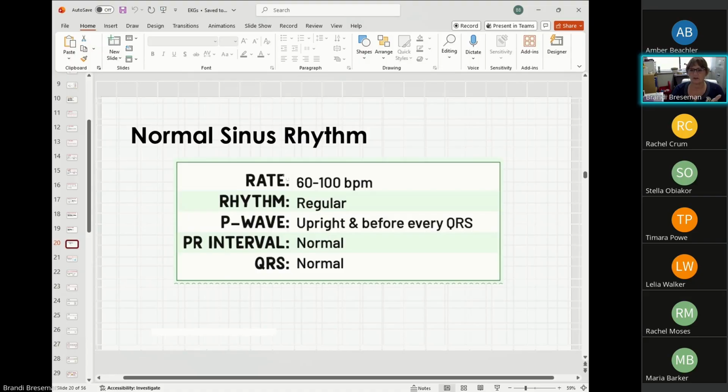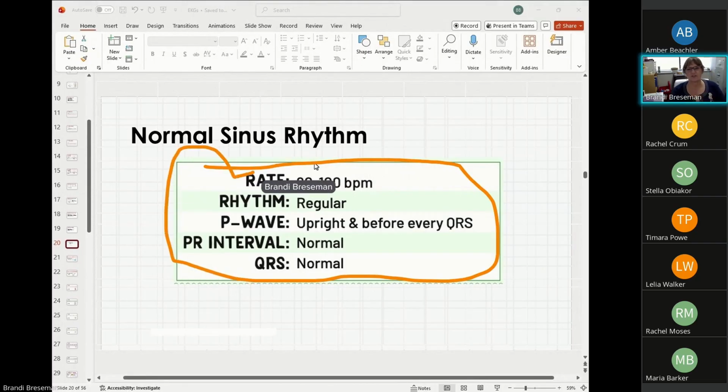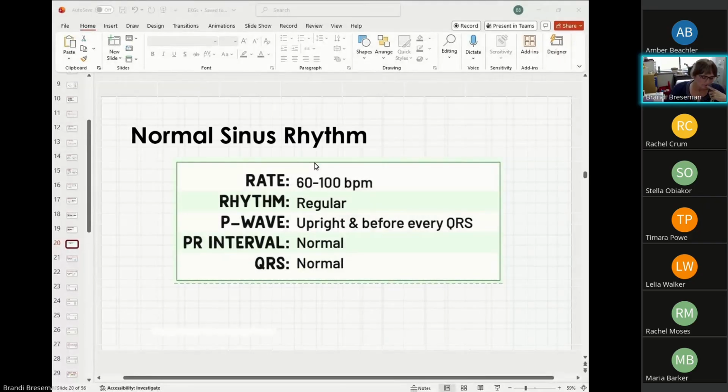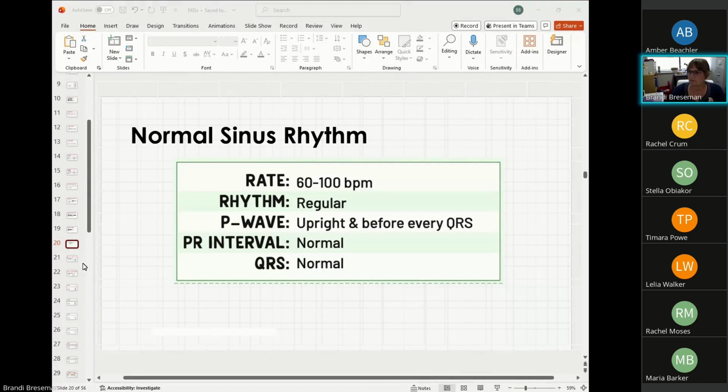the flashcard, and then you come up with the rhythm. Either one of those will work, but it helps because we're going to learn quite a few rhythms. Okay. So everybody good with normal sinus rhythm? Okay.